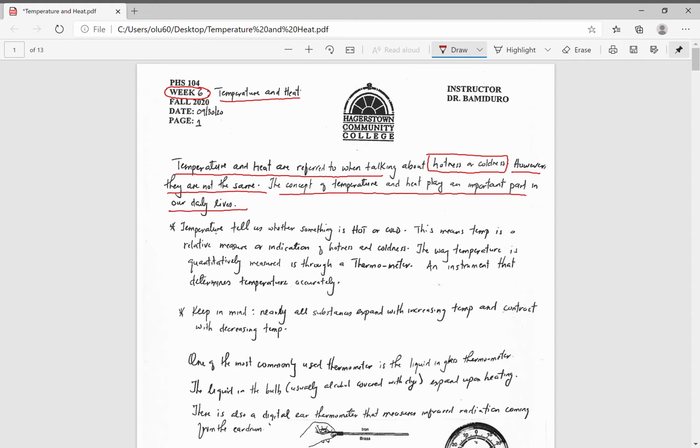Temperature, of course, tells us if something is hot or cold, right? This means the temperature is relative, okay? Or I should say, it is a relative measure or indicative of whether something is either hot or cold. It may seem like I'm repeating myself, but I am saying different things.